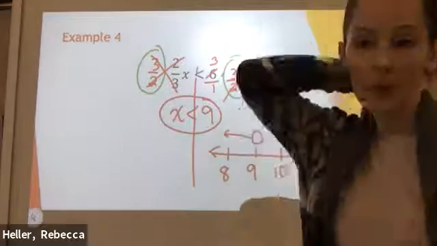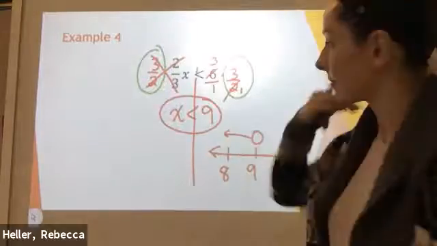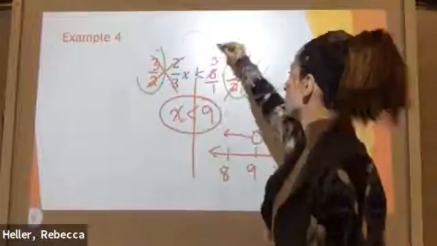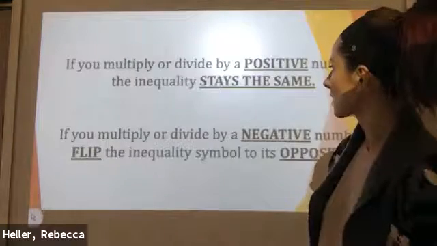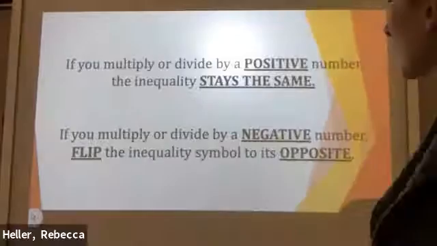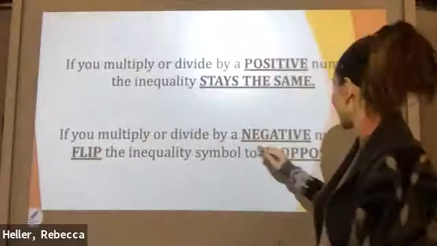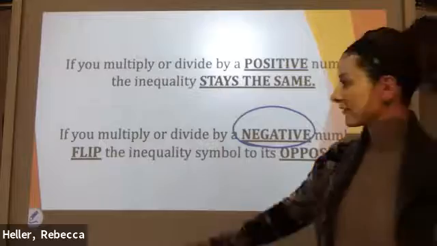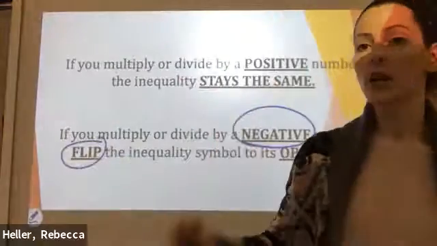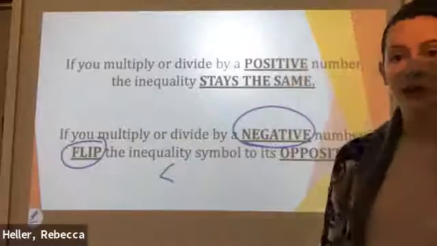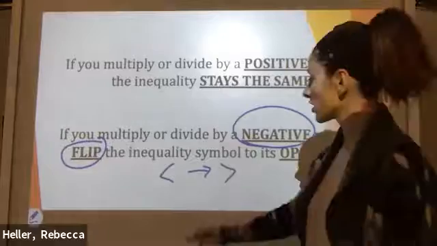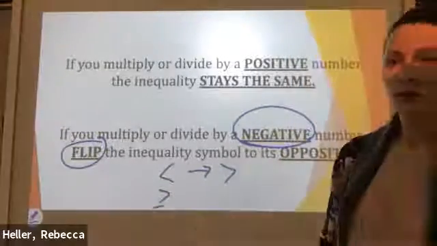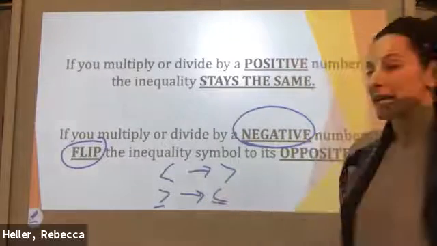Now, this is the tricky part, and this is the part that we tend to have trouble with. I will show you how to do it, and then I will show you, hopefully, if we have time, why we have to do it. If the number that we multiply or divide by is negative, we actually have to flip the inequality symbol. So if it started out as less than, when I write my answer, it becomes greater than. If I started out as greater than or equal, my answer flips and becomes less than or equal.